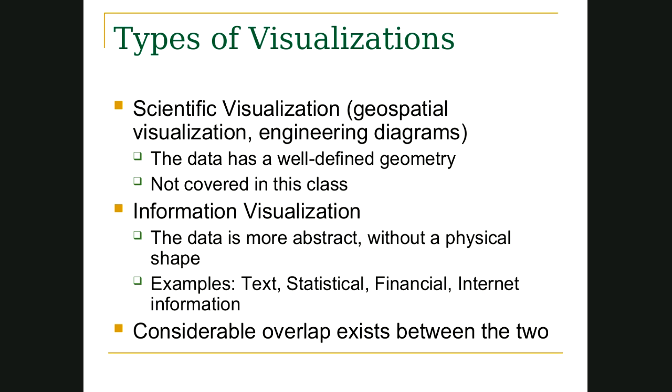Okay, so the other thing between these two, so that's kind of the freedom. There's a lot of freedom in information visualization, and that's what makes it difficult. The fact that you don't have a shape is what makes it difficult. And there is overlap between the two. Many times it's not a clear-cut thing. Here is where we stop having information visualization and start having some sort of scientific visualization.